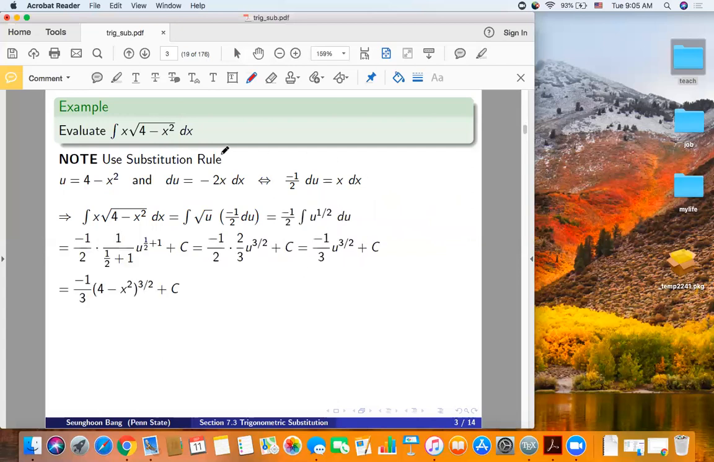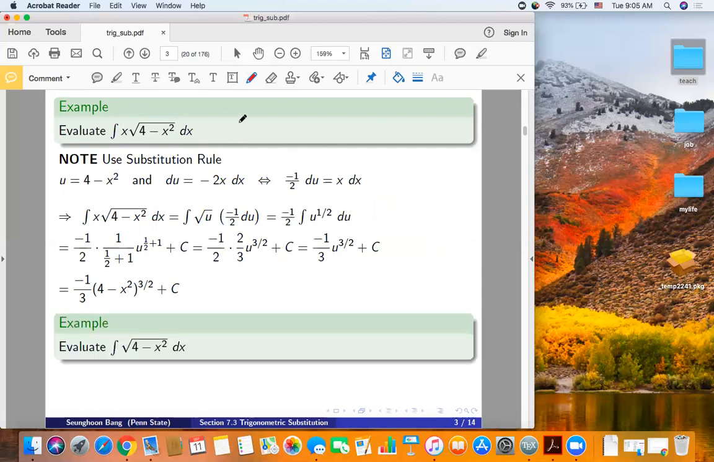The next one. I'm going to give one more example. In this example, you have to eliminate the x. Only the square root of 4 minus x squared. Is u substitution possible or not? What do you think? Could you use u substitution for this problem? The integral of square root of 4 minus x squared. So what do you think? Yeah, we cannot use it. You cannot use this one. It is difficult to evaluate this integral by using the substitution rule.